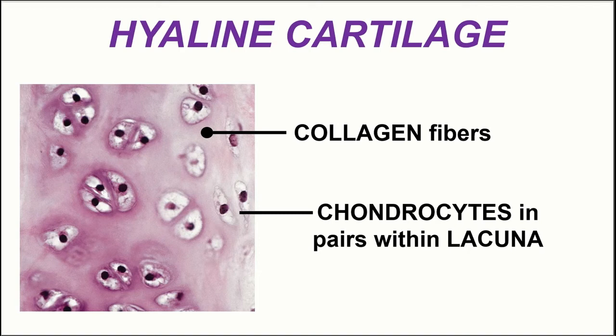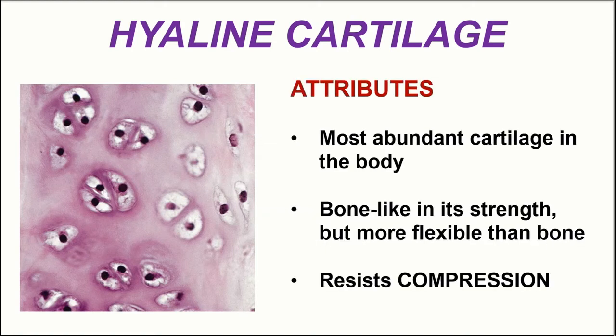In hyaline cartilage, you see that the chondrocytes, or cartilage cells, are usually arranged in pairs or groups of 3, which are not particularly uncommon in hyaline cartilage. That's a really easy way to tell hyaline cartilage apart from the other cartilages, is that the chondrocytes tend to be arranged in pairs or groups of 3.